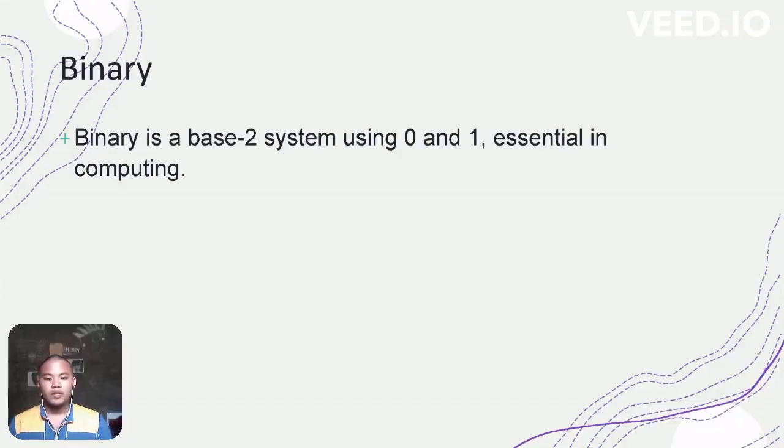Now, binary is a base 2 system using zeros and ones, essential in computing. This is because every computer uses the base 2 system as its language, meaning ones and zeros. So it is very important and essential in computing. Of course, your computers wouldn't run without this base 2 system.